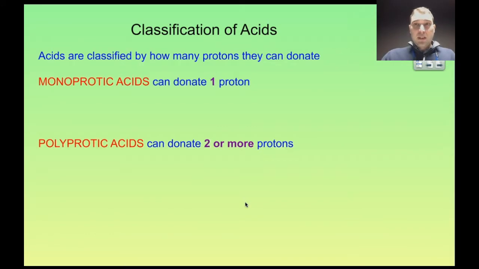So now we're going to talk about the classifications of acid. We can break acids up into two groups. There's the monoprotic and the polyprotic. Mono means one, protic means proton, so one proton. Poly means many, protic again means proton, so many protons. So monoprotic acid donates only one proton, whereas polyprotic acids can donate 2 or more protons. We further break up the polyprotic acids into di and triprotic, so we'll look at that on the next slide.